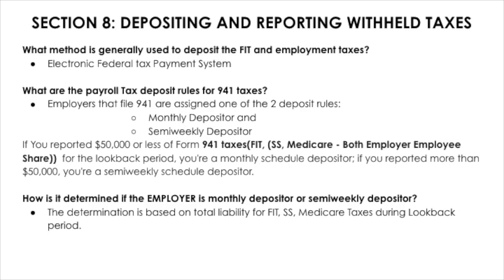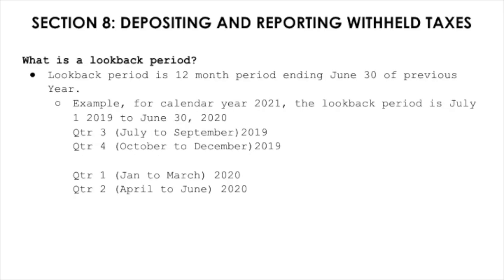Now, how is it determined if the employer is a monthly depositor or semi-weekly depositor? The determination is based on the total liability for federal income tax, Social Security, and Medicare tax during the look-back period. Now let's see what a look-back period is. Look-back period is a 12-month period ending June 30 of the previous year. It always involves 2 previous years, one immediately preceding year and the other one before that. And it always ends on June 30.